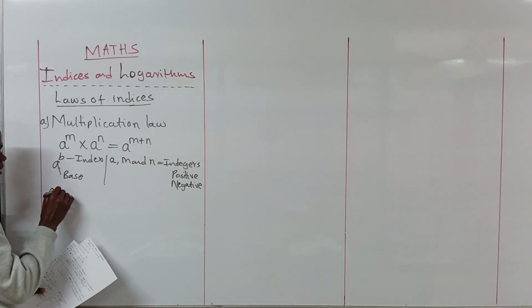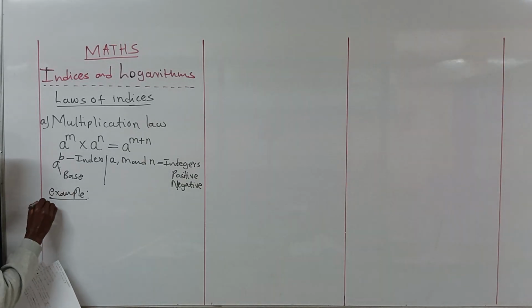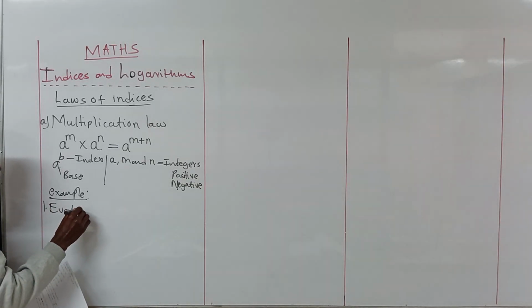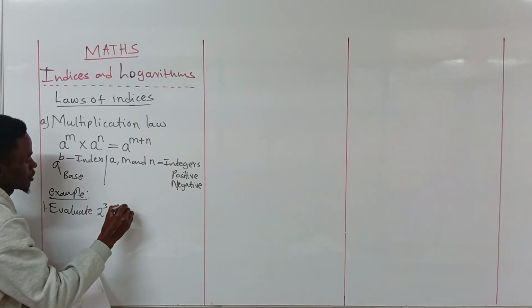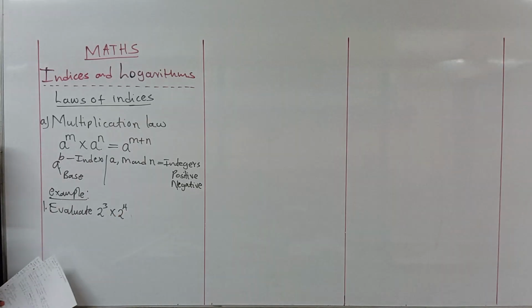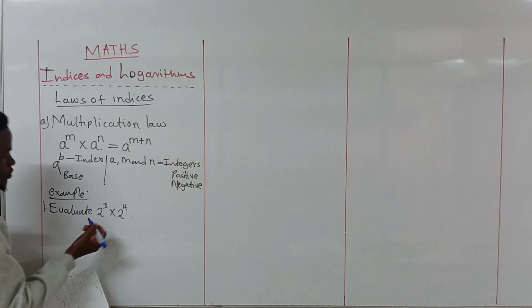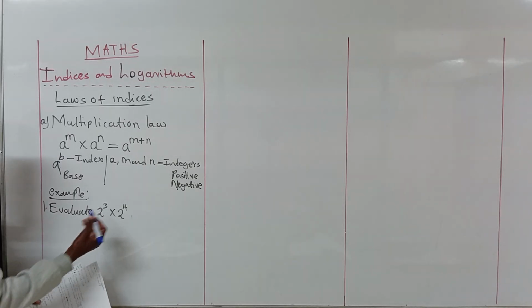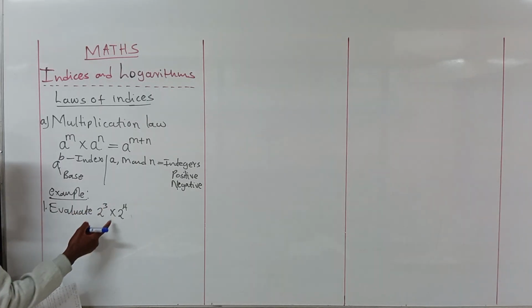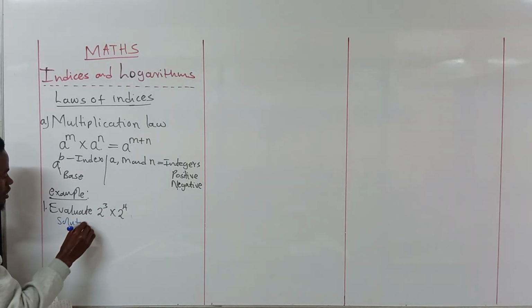We are going to have an example of the same. Number 1: evaluate 2 raised to power 3 times 2 raised to power 4. From this, we realize that our numbers 2 and 2 are the same, which are our bases. So what do we do? This is 2 power 3 and this is 2 power 4.